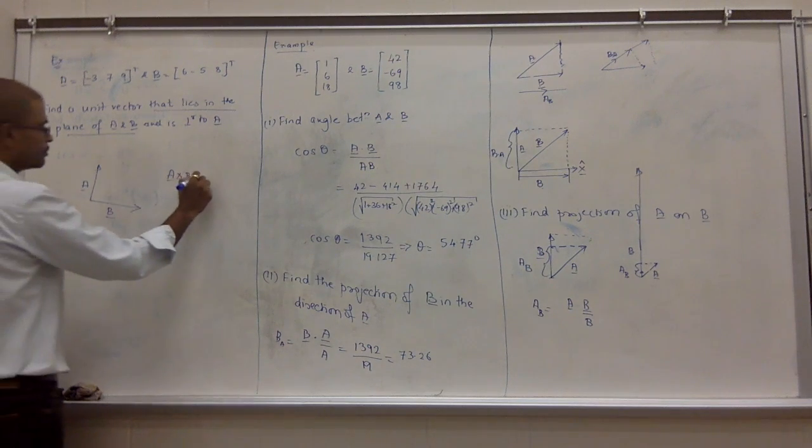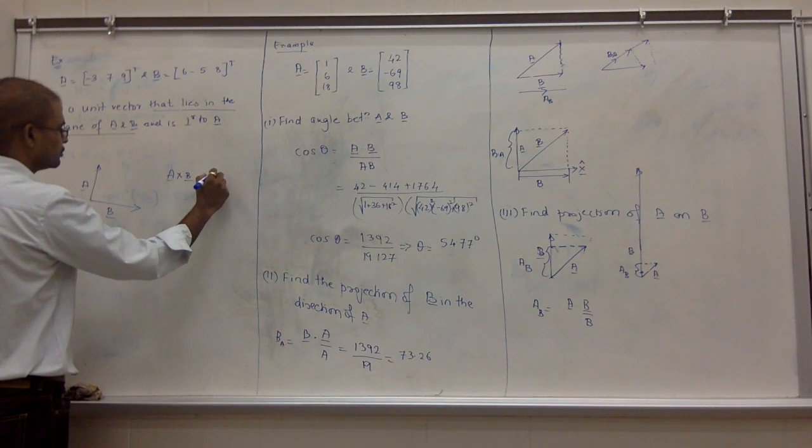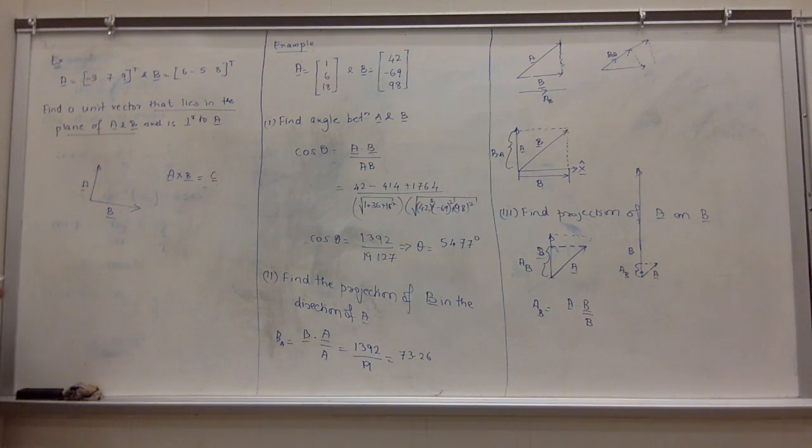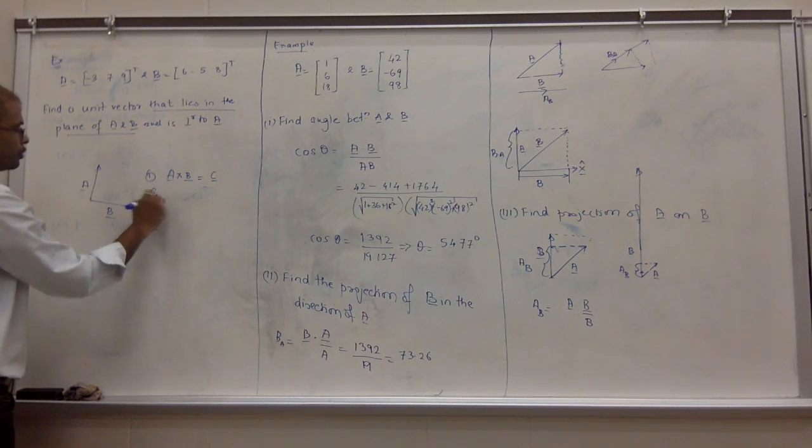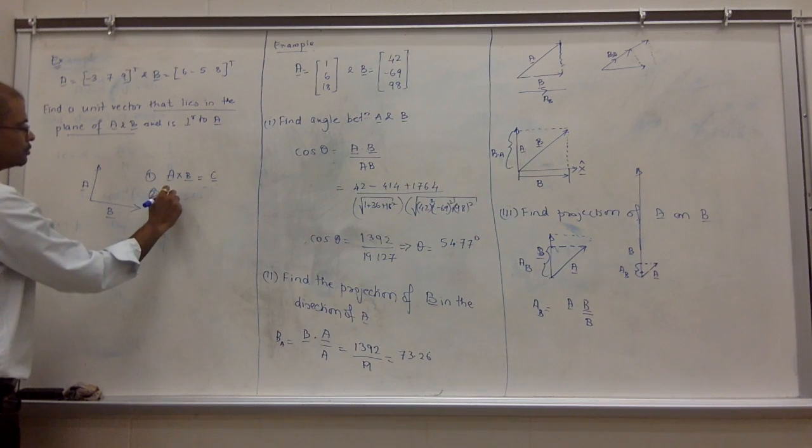This is, let's say, C. All right. This is step 1. Step 2. What happens if you do A cross C?